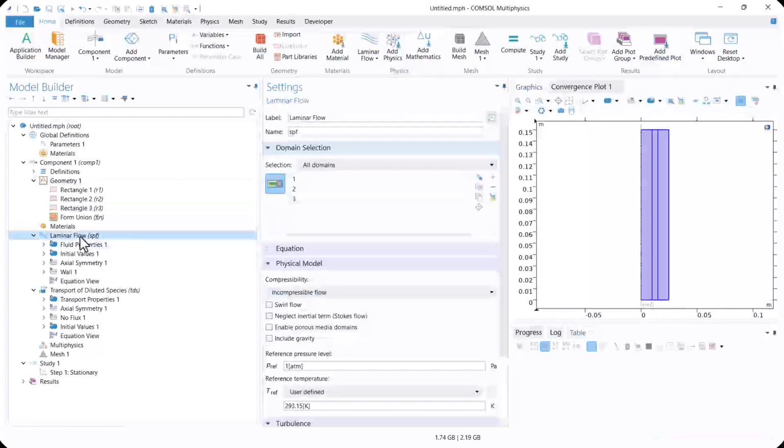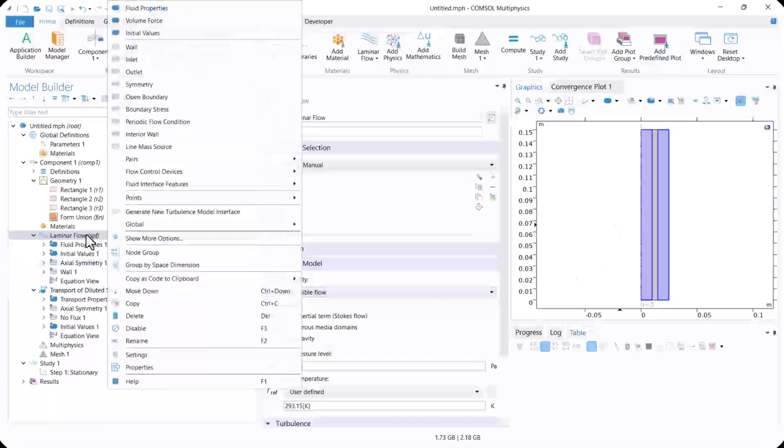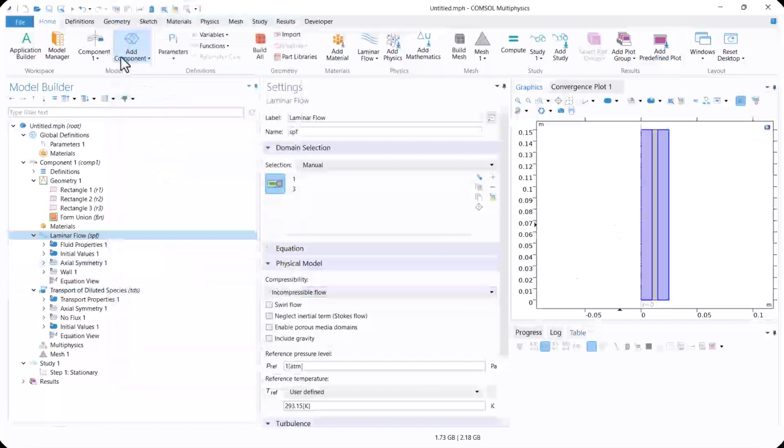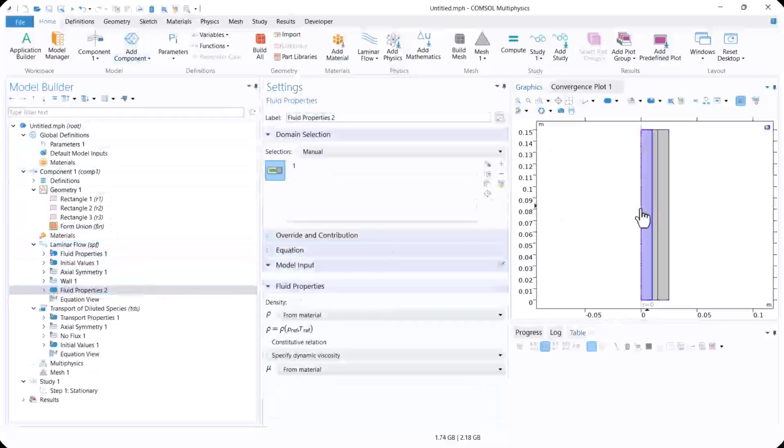Now click on laminar flow. It is our liquid domain and it is our gas domain, and also in the membrane we can ignore the convection because the velocity in the membrane is very low. So we remove the membrane domain in the laminar flow, so we have two domains now. And here right click laminar flow and select fluid properties. It is our liquid domain.